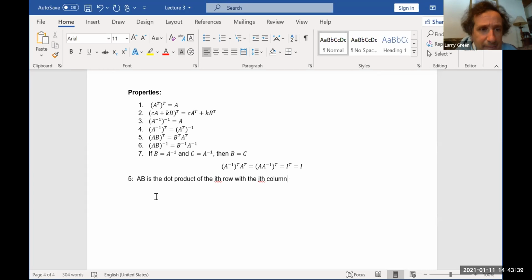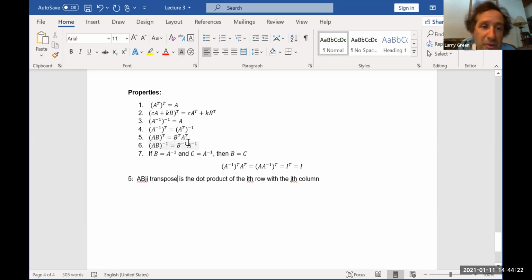Okay, and that's the ijth component. I'll just write ij. Is that clear? But we want the transpose of that. So we don't want the ijth component. We want the jith component because we're switching, right? So AB transpose ji is a dot product of the ith row with the jth column, because that's what transpose means, switch I and J. Any questions on that?